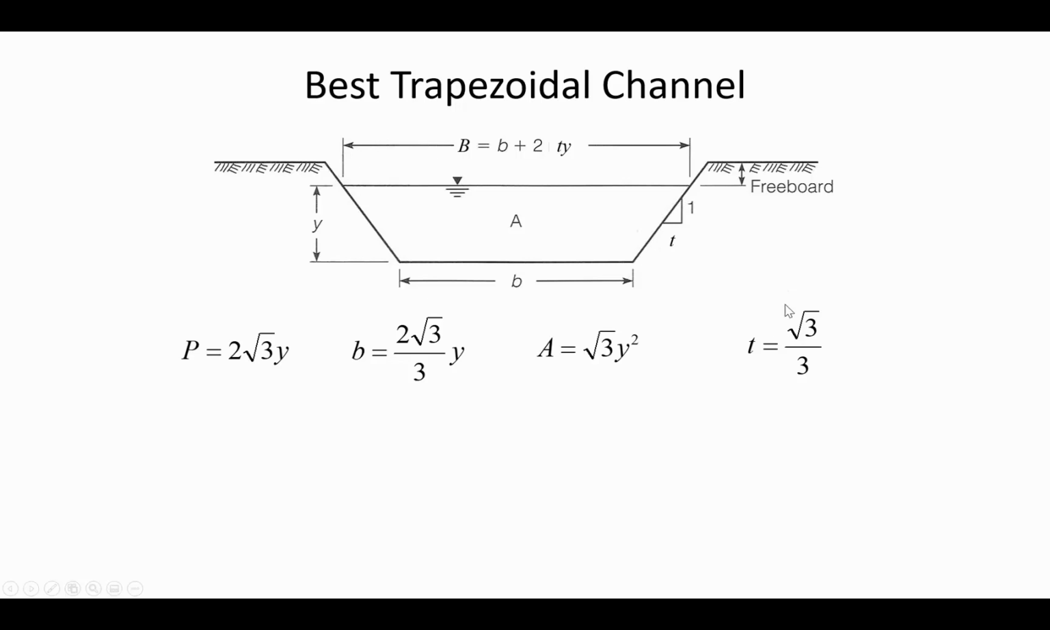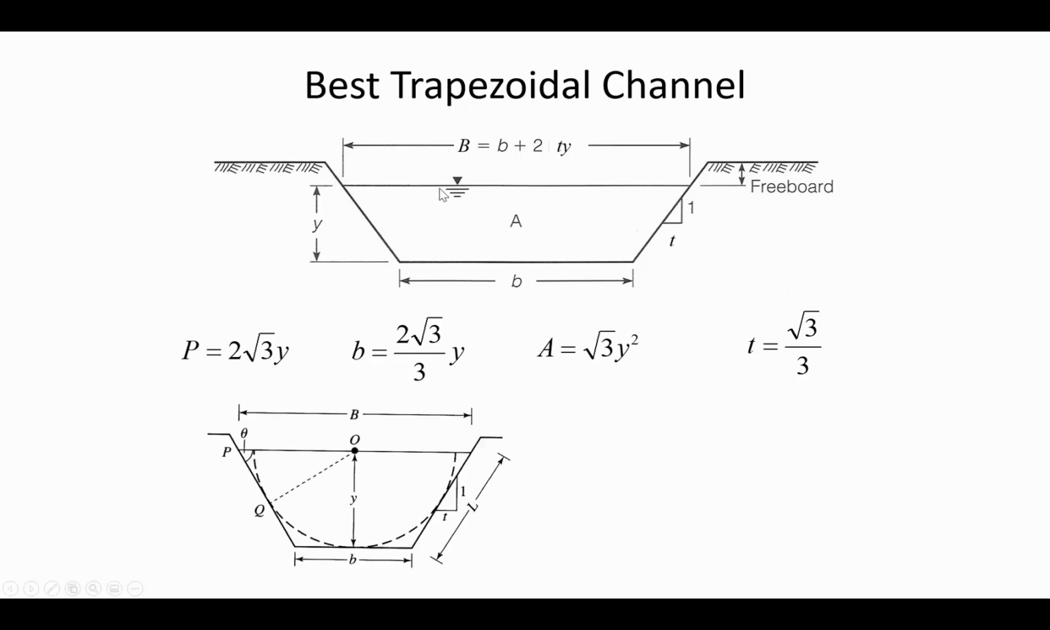So square root of 3 divided by 3, that's going to be less than 1. So it's a pretty steep side slope, because a 1-to-1 side slope is already by itself pretty steep, but this is steeper than that because root 3 divided by 3 is 0.577. So it's less than 1 unit of horizontal for each unit vertical. So this is the best trapezoidal channel.